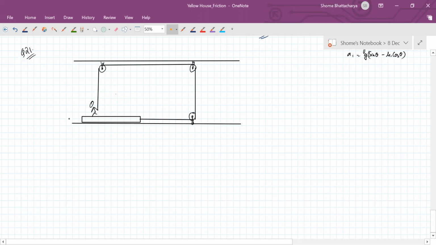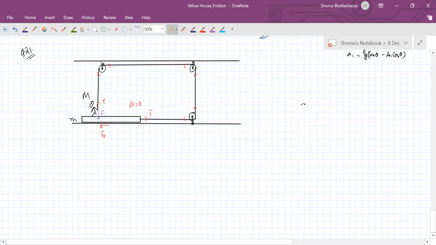Okay, so the plank has a mass small m, the person has a mass capital M, and he's pulling down on the string with some force. So if he applies a downward force on the rope or string, it develops a tension equal to F, and that tension acts like this. So here you want static friction to keep the system at rest.